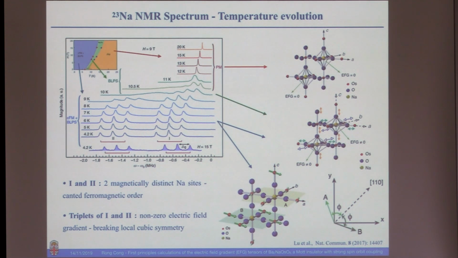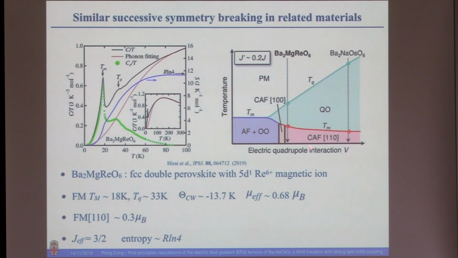This kind of successive symmetry breaking is also observed recently in another d1 system, barium magnesium rhenium oxide, which has almost the same physical properties as the barium sodium, except that it has an entropy of R ln 4, which means it has a higher symmetry in its ground state.